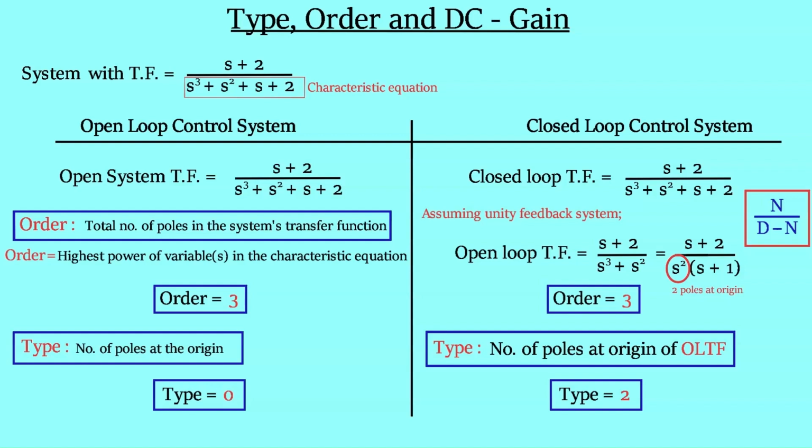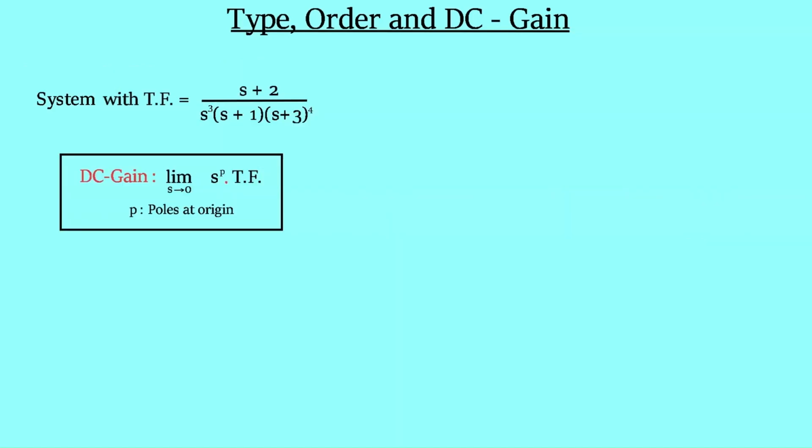The another term is DC gain, which can be easily calculated by putting the limiting value of s tends to 0 after removing the poles at origin.